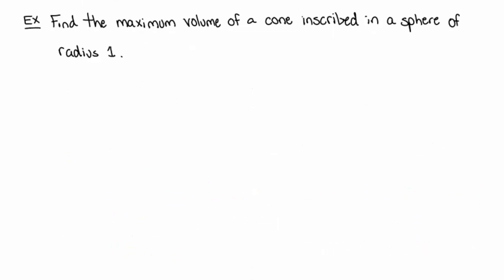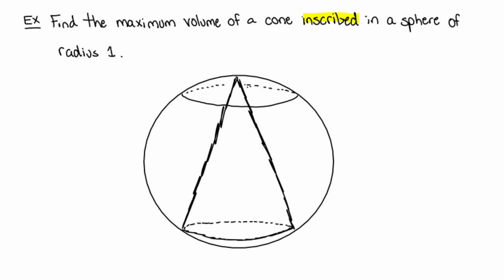Now I've read the problem. It's pretty straightforward, except some people might have a problem with this word inscribed. Inscribed just means that you have a cone that's set within a sphere, and the apex of the cone and the edges of the cone are touching the sphere. So I'm going to draw a picture of this situation. I'll pause the video while I get a decent drawing going.